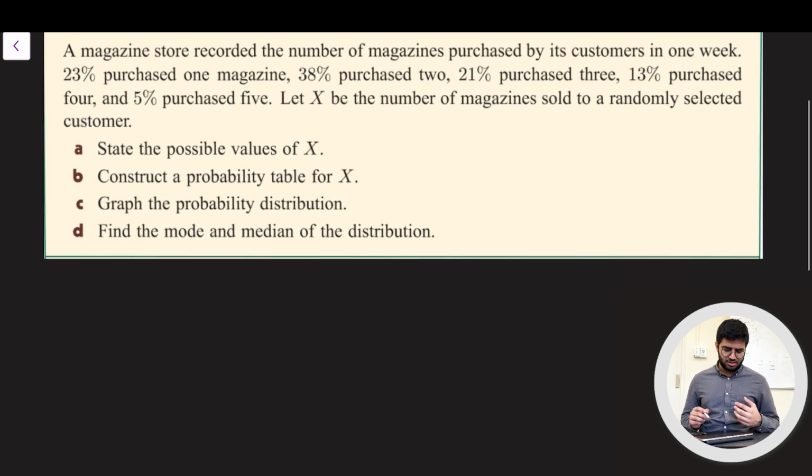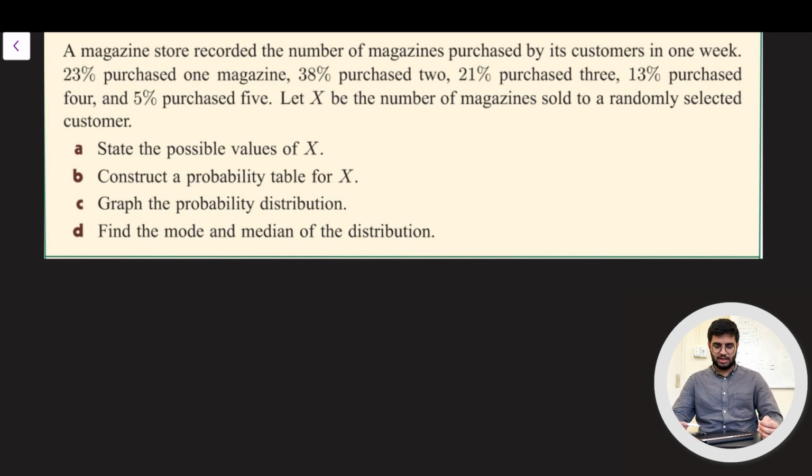Okay, so we have a magazine store that is selling magazines. It says that the number of customers is being recorded, and the amount of magazines purchased by customers is being recorded. 25% of them purchased only one magazine, 38% purchased two, 21% purchased three, 13% purchased four, and 5% purchased five. A lot of information, but we'll look through it later. Just continue with the question.